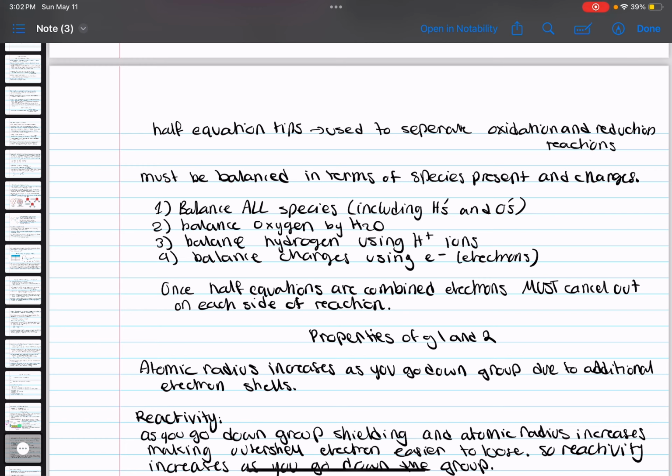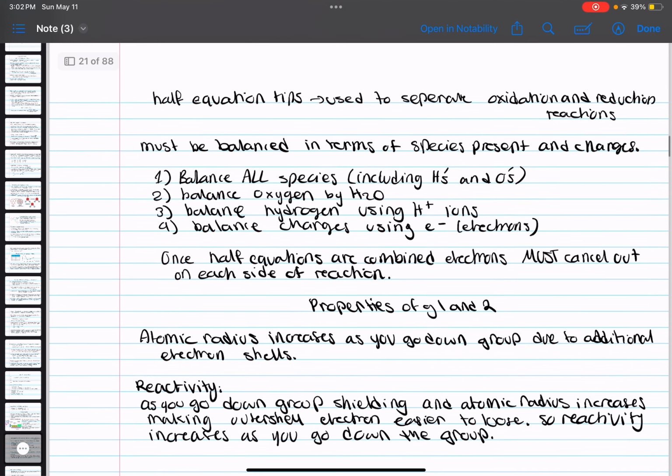So it must be balanced in terms of species present and charges. So balance all species, including H's and O's. Balance oxygens by putting H2O in. Balance hydrogens by putting H+ ions. And balance charges using electrons that are negatively charged. When half equations are combined, you must cancel out the electrons on each side of the reactions.